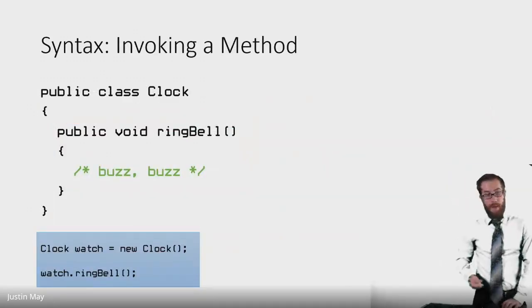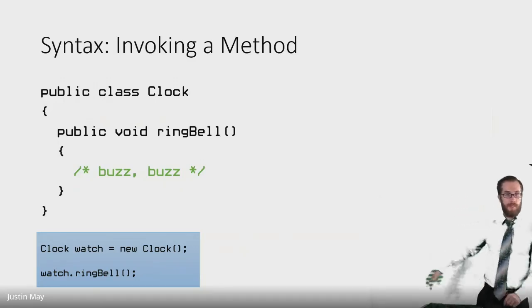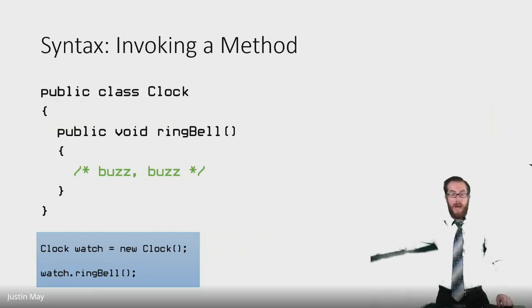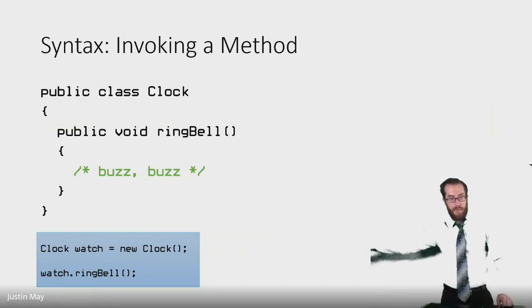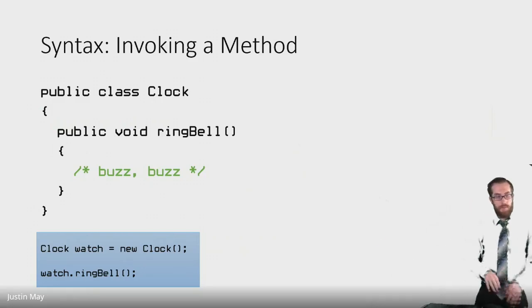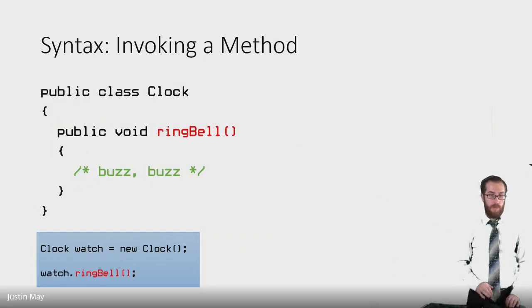To invoke a method, to call a method, to make an object do the thing that you described, you need an instance of the object. So here I'm going to make a clock object. I'm going to store it in the variable watch. And then I say watch.ringBell(); and that's going to call the ringBell method.